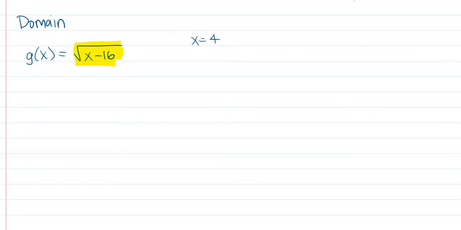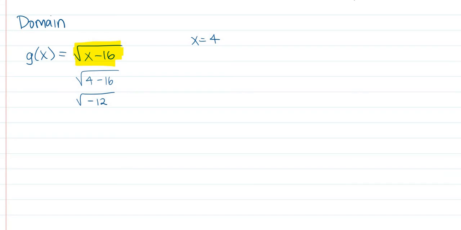Well, if we say x equals 4 and we substitute in 4, we're going to have the square root of 4 minus 16, which is the square root of negative 12. But wait a minute, that's not a real value. The square root of negative 12 is an imaginary number. So that doesn't give us a defined output. So if we use x equals 4, this function is not defined.